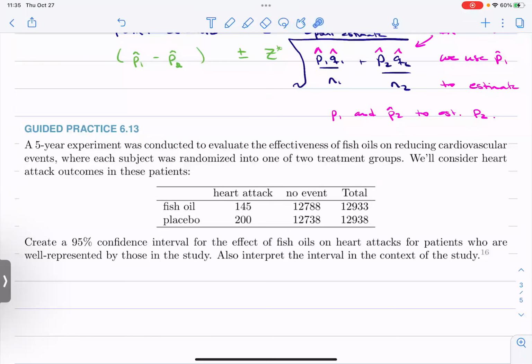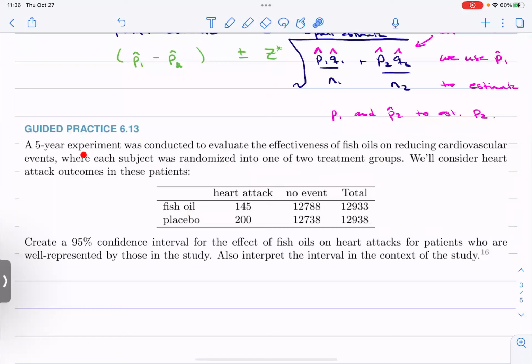All right. So a 5-year experiment was conducted to evaluate the effectiveness of fish oils on reducing cardiovascular events, where each subject was randomized into one of 2 treatment groups. Okay, randomized, that's good. We'll consider heart attack outcomes in these patients. So they were randomly assigned to, okay, you're going to take a fish oil, you're going to take a placebo. You don't say that, obviously. Here you go, here you go, here you go.